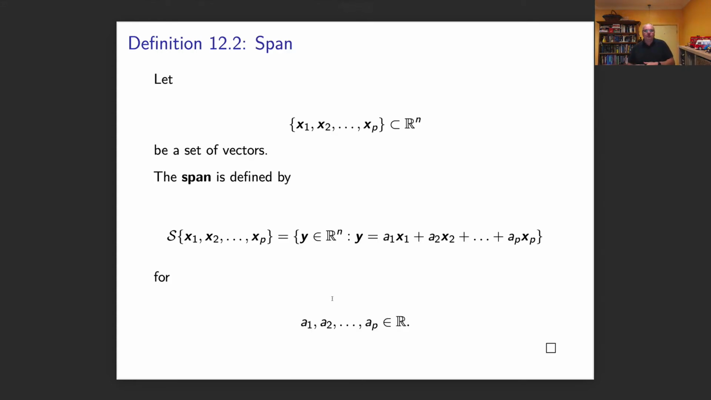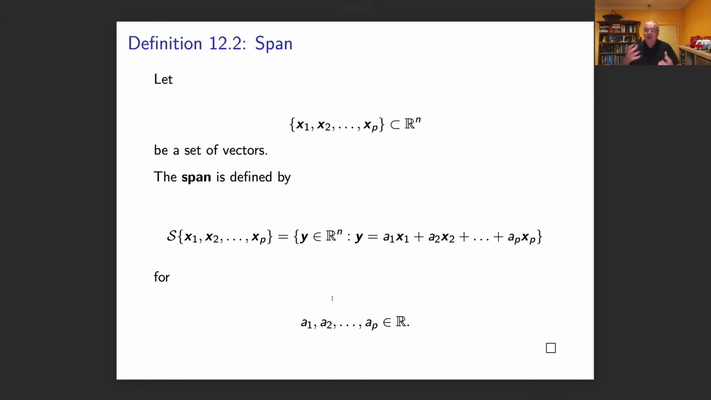Next, we're going to define what we call a span. So what do I mean by span? I've grabbed myself p vectors in n-dimensional space. And what I'm going to do is look at all the possible vectors I can get by linear combinations of those vectors. What do I mean by linear combination? I can take the first vector and multiply it by a real number, take the second and multiply it by a real number, all the way to the p-th multiplied by a real number, add this all together, and I get a vector.